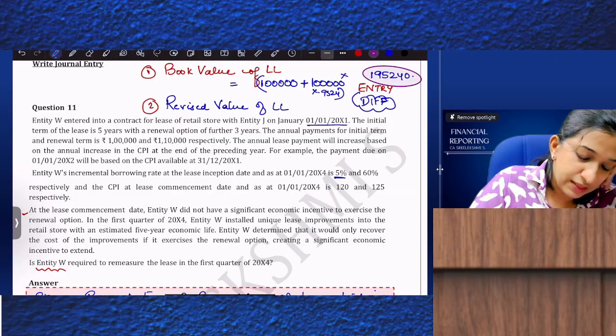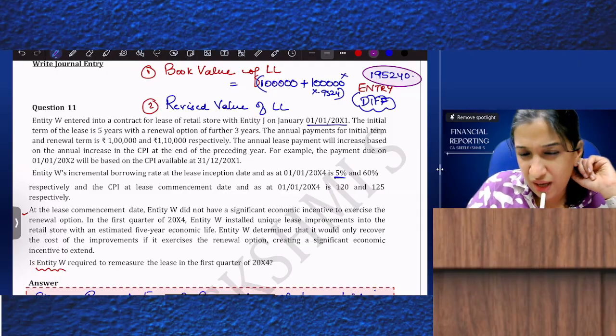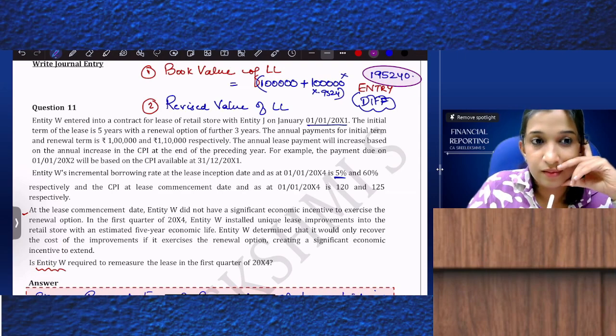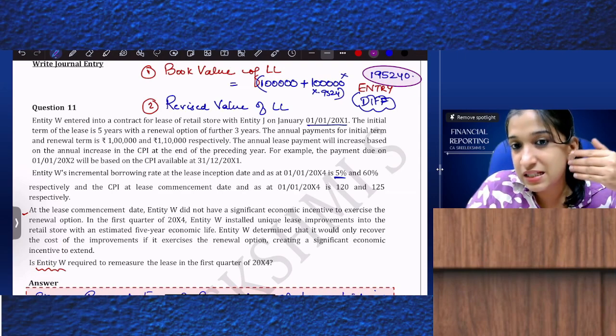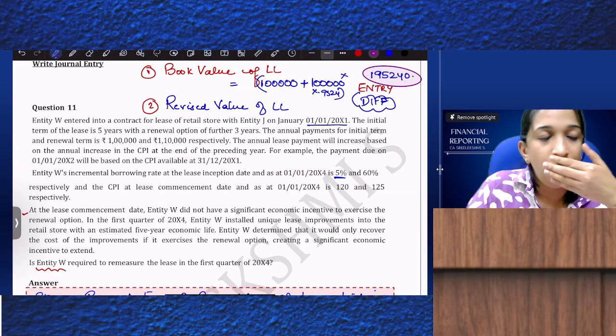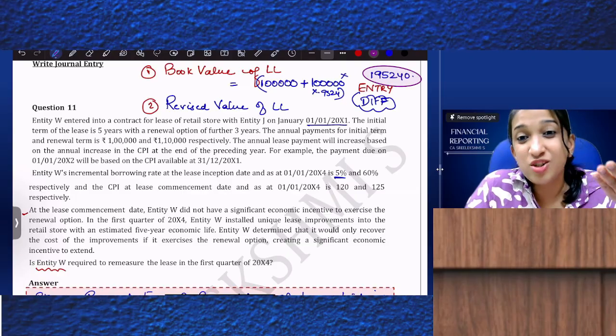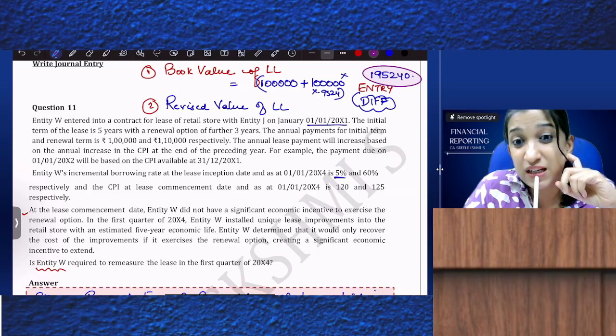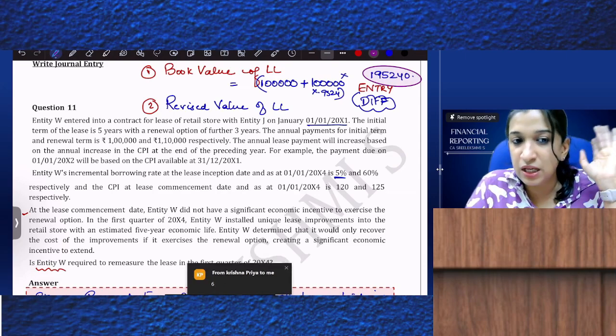The revised value of lease liability will be? Do you have an idea what will be the revised lease liability balance? Lease term has changed and lease payments also changed. So which rate is to be used? There is a change in lease term and also a change in lease payments. Lease term and lease payments both changed. Which rate is to be used? 5 or 6? Of course 6. Term changed, 6%.